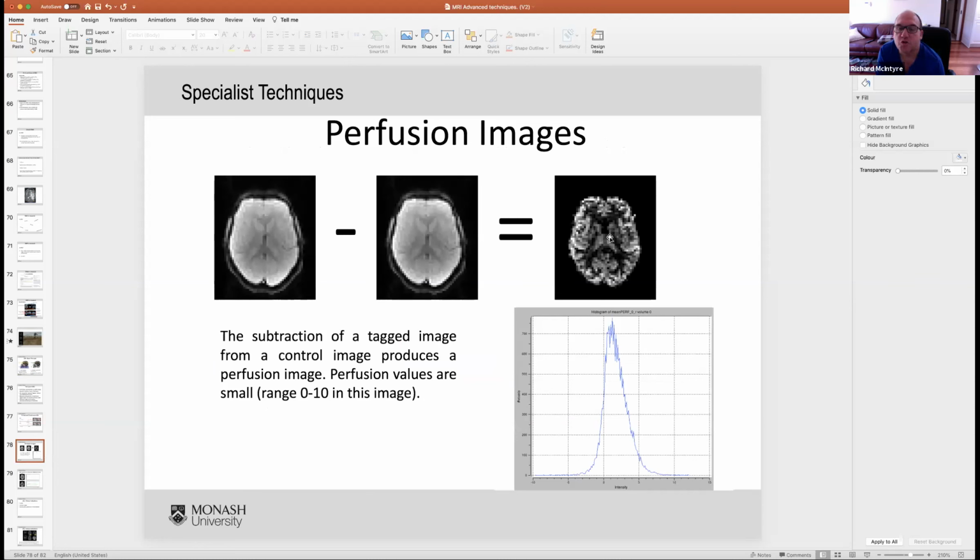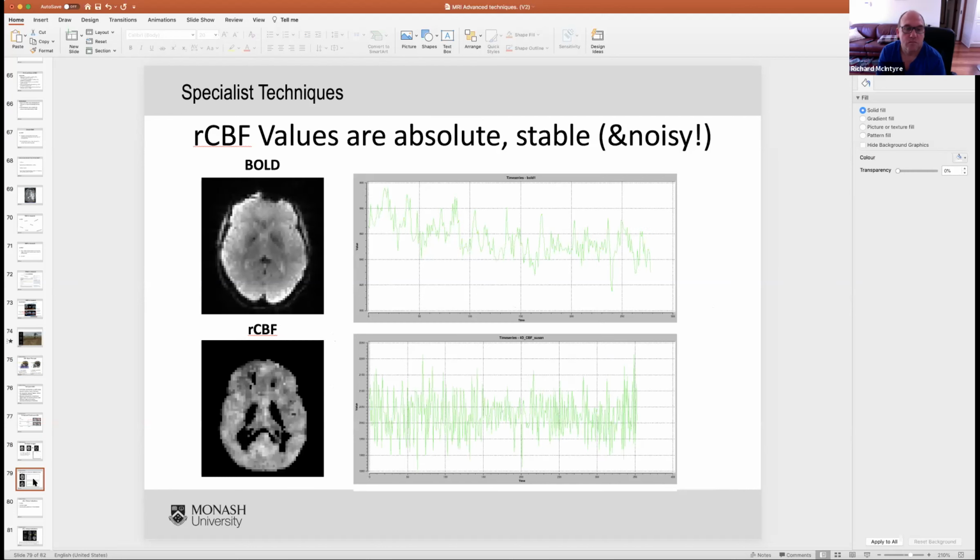Then we subtract the tagged image from the untagged image, and we're left with just the signal from the tag, which is from the carotid arteries going up into the brain. So be careful, it's not an angiogram, because we're not looking at those carotid arteries, we're looking at the perfusion of that blood into the tissue. There's a bulge, and there's cerebral blood flow. And again, we have to do that multiple times.